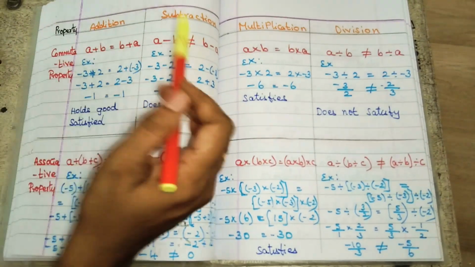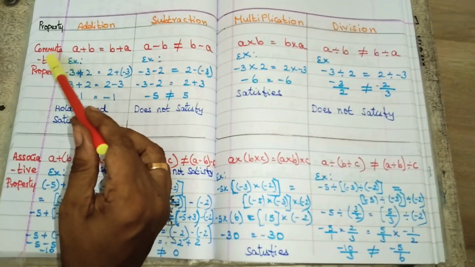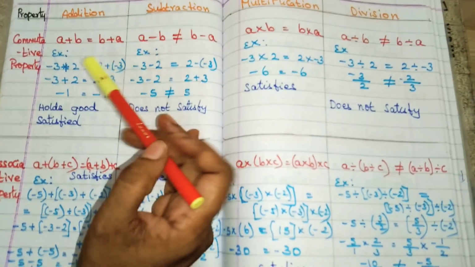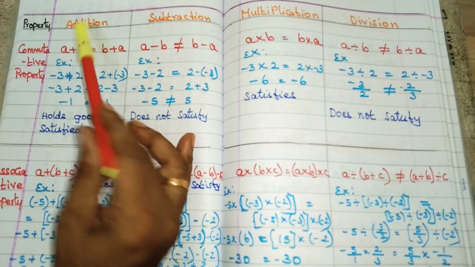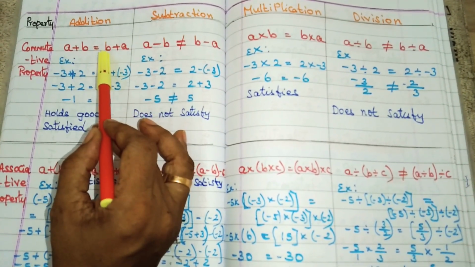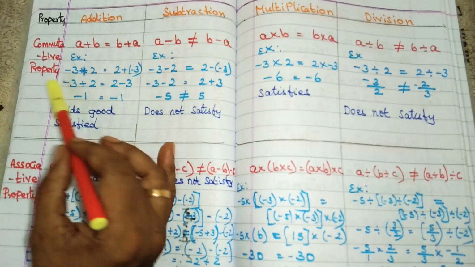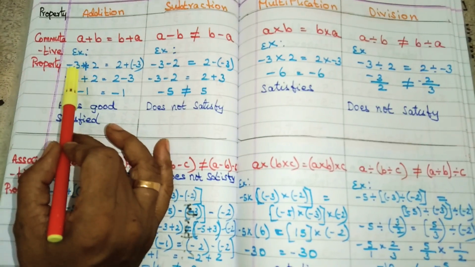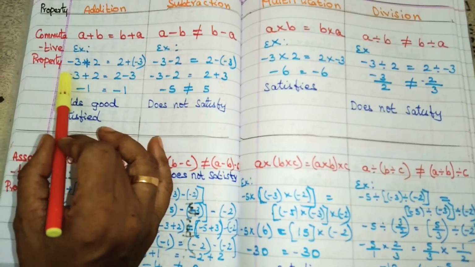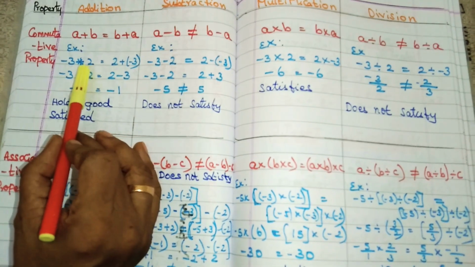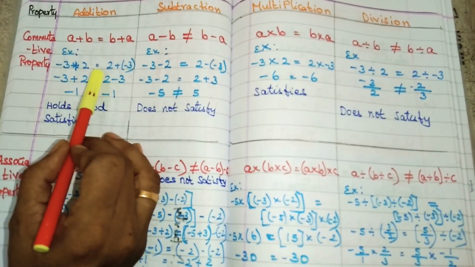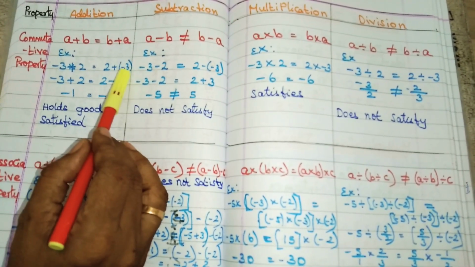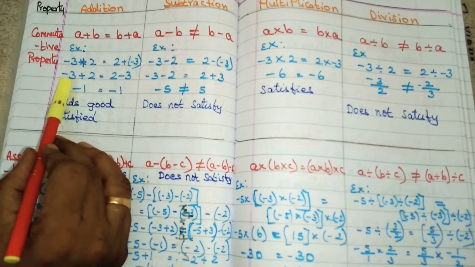Next, commutative property. You must have studied commutative property, associative property, all those properties in 6th standard using whole numbers. Here we are going to use integers. So the property for addition is a plus b is equal to b plus a. I am taking an example of minus 3 plus 2. A will take the value minus 3 and b will take the value plus 2. So minus 3 plus 2 is equal to b plus a, so plus 2 plus within brackets minus 3.